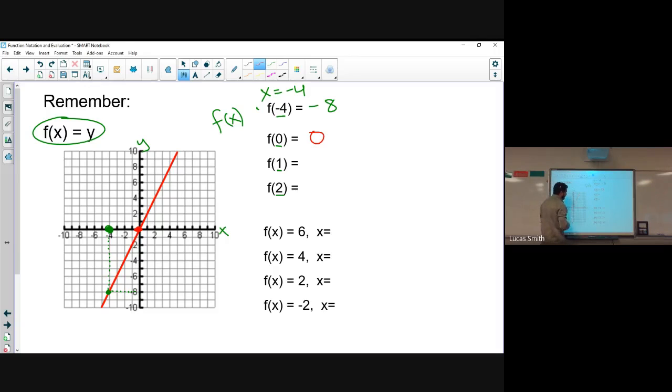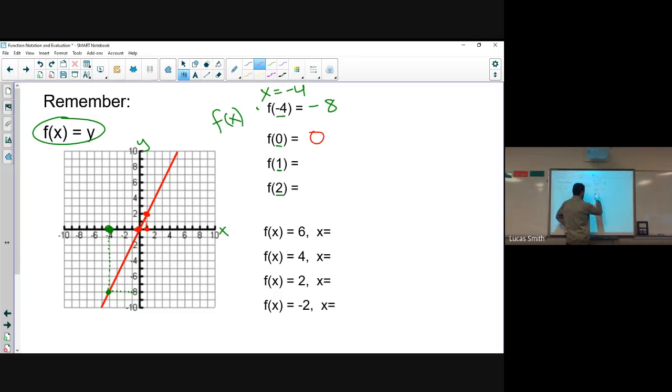What about f of 1? When x equals 1, well, that's right here. I want to see where my line is when x equals 1. So I'm going to trace up to my line. It's right there. Okay, so maybe like y equals 2.